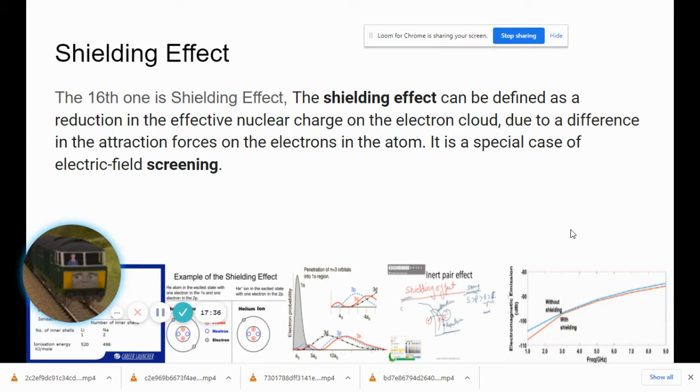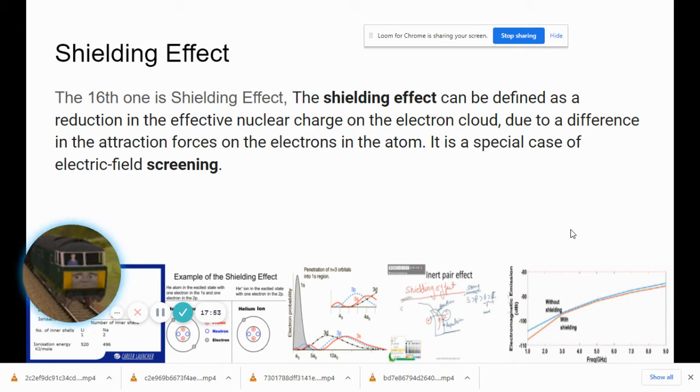All right, the 16th one is shielding effect. Repeat, shielding effect. The shielding effect can be defined as a reduction in the effective nuclear charge on the electron cloud due to a difference in the attraction forces on the electrons in the atom.